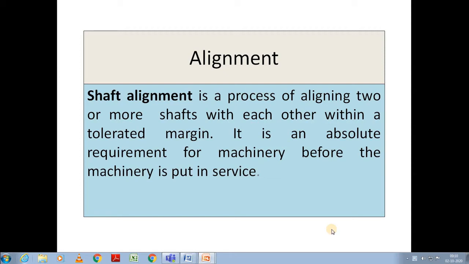Friends, we are going to discuss today a very important topic of rotary equipment called shaft alignment. You must be eager to know what is shaft alignment. A shaft alignment is a process of aligning two or more shafts with each other within a tolerated margin. It is an absolute requirement for machinery before the machinery is put in service.